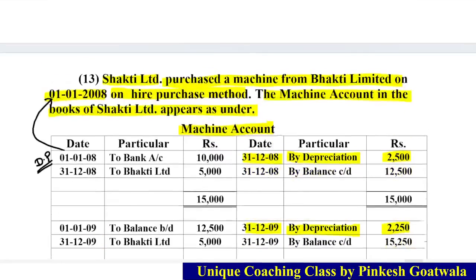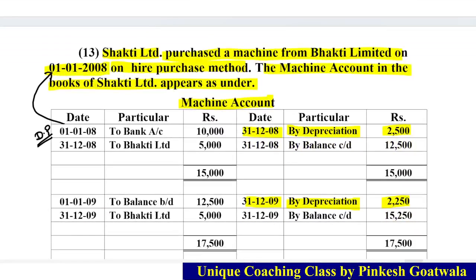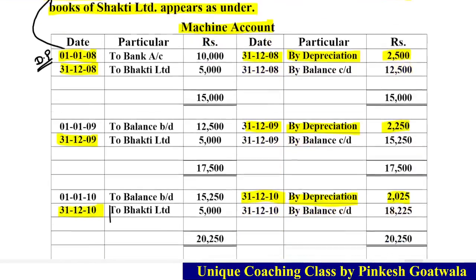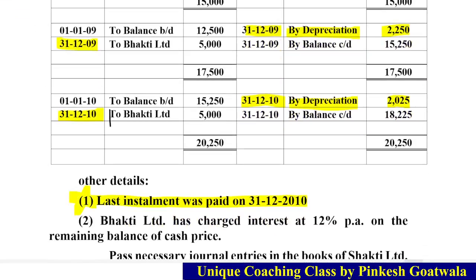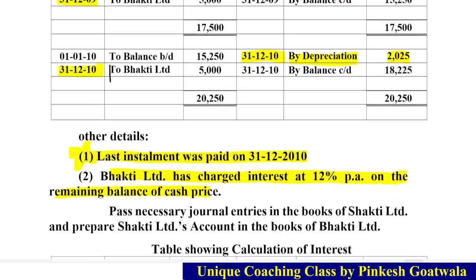You can easily understand the date of purchase is 1-1-8. Okay, 1-1-8 માં purchase કર્યું છે, 31st December 8 first installment. It is a second installment December 9 and December 10 is a third installment. So first details nothing, એમ જ આપેલું છે. Second, Bhakti Limited has charged interest at 12% per year on the remaining balance of cash price. They give the rate of interest. Pass necessary journal entries in the books of Shakti Limited and prepare Shakti Limited account in the books of Bhakti Limited. So here buyer ના account માં seller ને seller ના account માં buyer આપેલું છે.